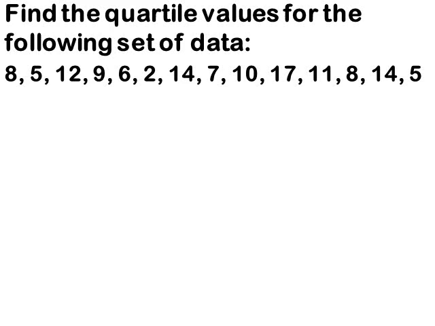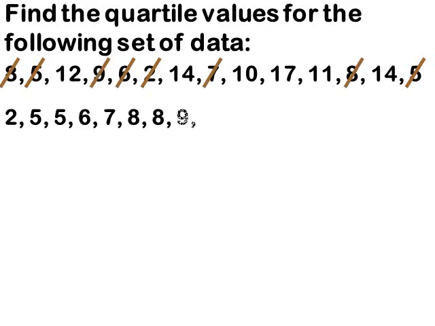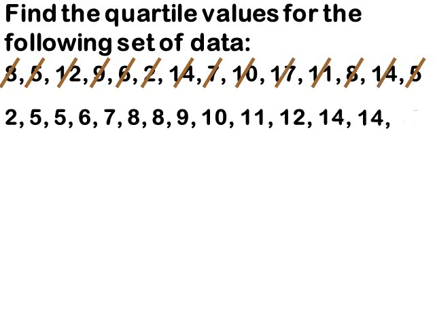Take a look at this set of data. Find the quartile values for the following set of data. Go ahead and copy down the numbers, and be sure when copying that you're putting your numbers in numerical order. So we're going to do that now. We're going to organize our data in ascending order from smallest to largest. Here we have the same amount of data as we did in our original. Crossing them off helps us make sure that we haven't missed any data.